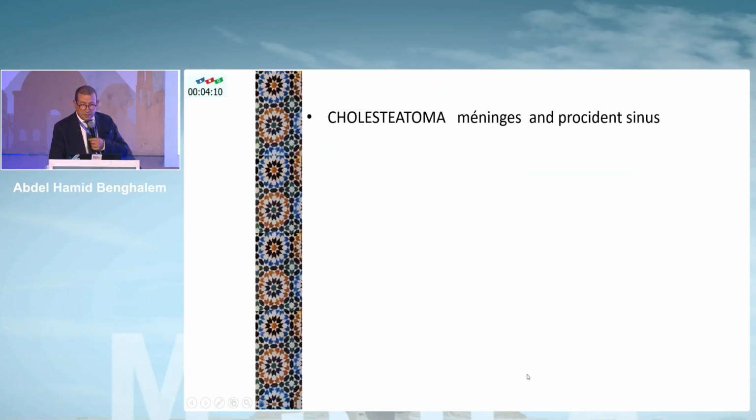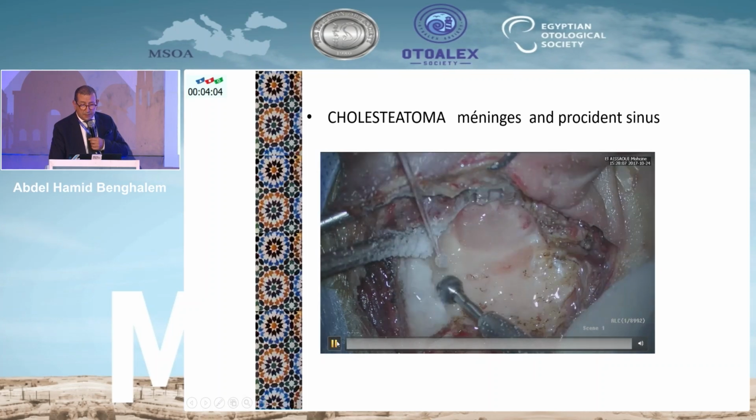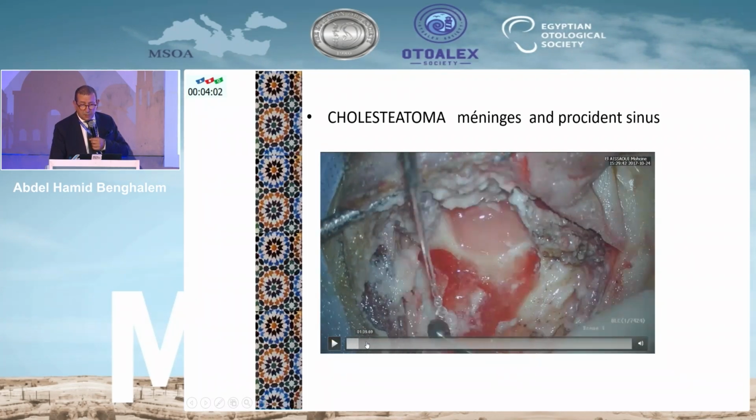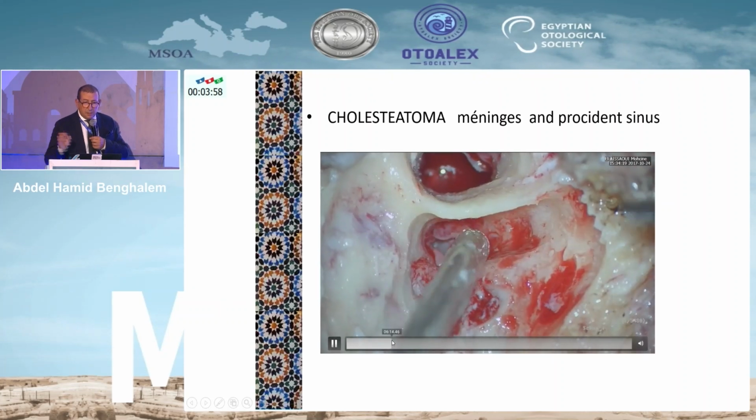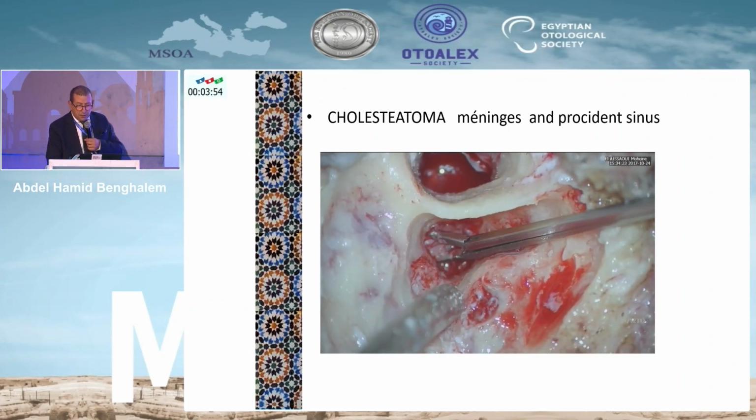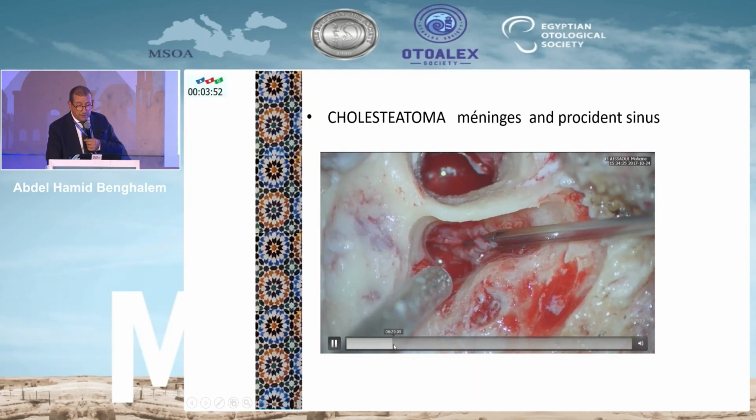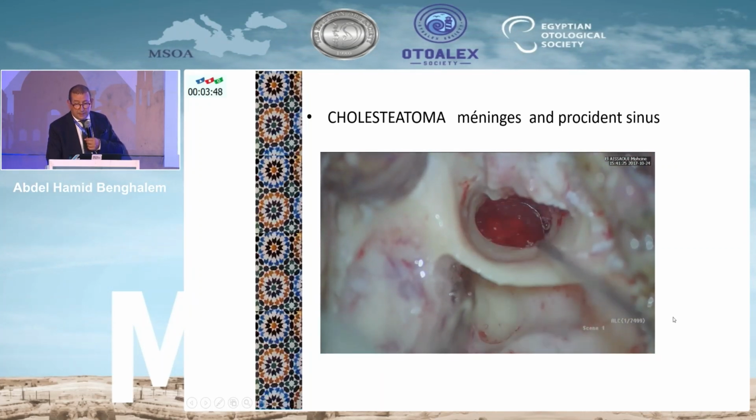And sometimes, unfortunately, we have both. You have a procidentia of the meninges and the sinus. In this situation, sometimes with patience and by reducing the diameter of the burrs, we can access all the parts, but you can also use the endoscope if you have hidden areas.